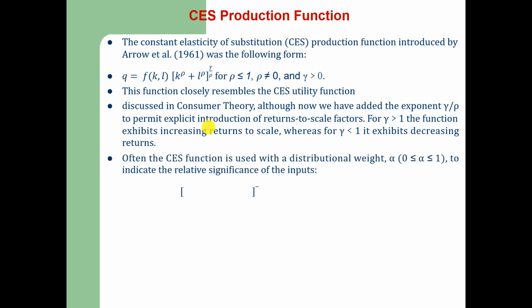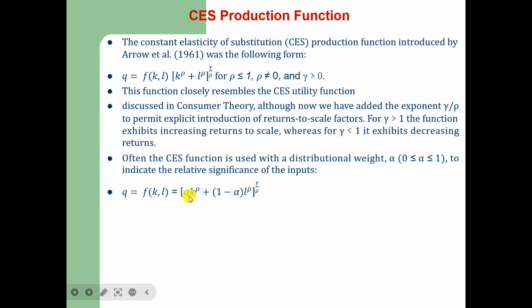More often, the CES function is used with a distributional weight alpha, where 0 is less than or equal to alpha is less than or equal to 1. So alpha takes a value between 0 and 1 to indicate the relative significance of the inputs. So we may write the above function, which was originally used by Arrow and others, in the following fashion, where Q is equal to a function of capital and labor, and that is equal to alpha times K raised to the power rho plus 1 minus alpha L raised to the power rho, whole raised to the power gamma divided by rho.